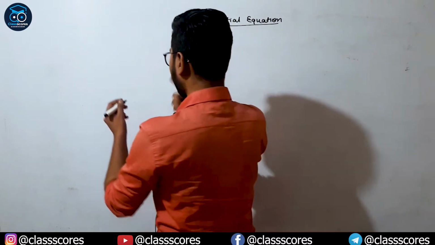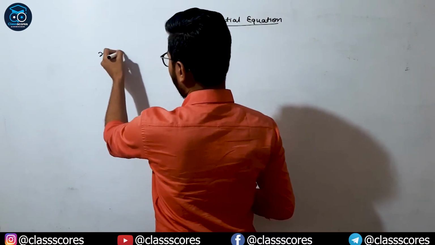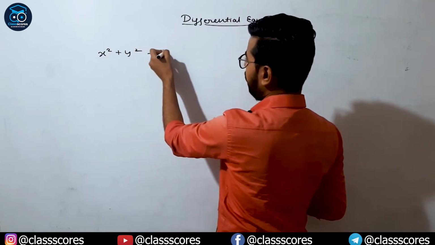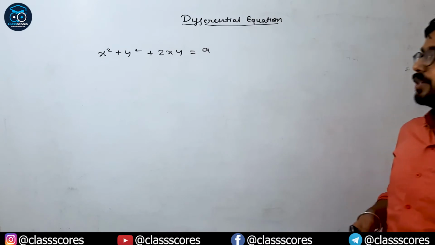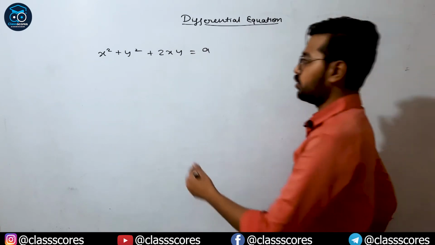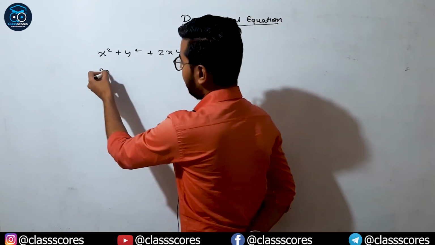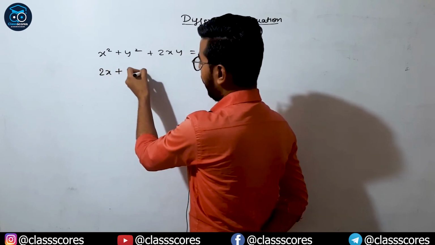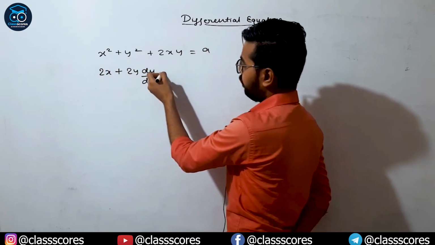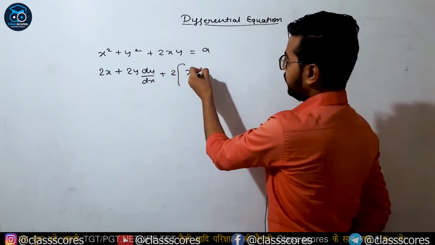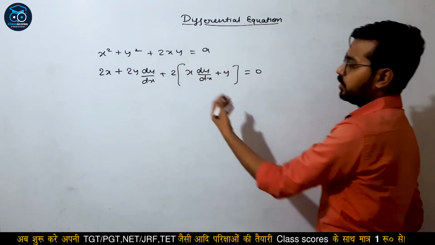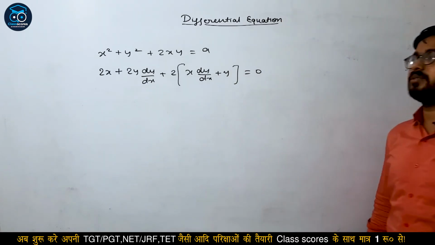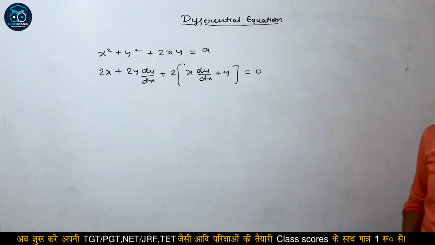For example, we have an equation x square plus y square plus 2xy equals a. We need to differentiate this equation. If we differentiate, we get 2x plus 2y dy upon dx plus 2x dy upon dx plus y equals 0. So this equation is known as a differential equation.